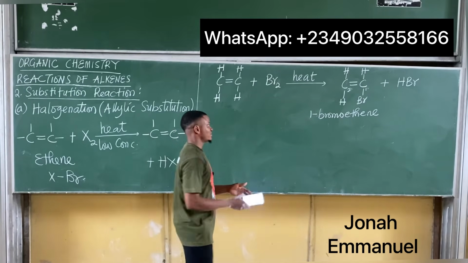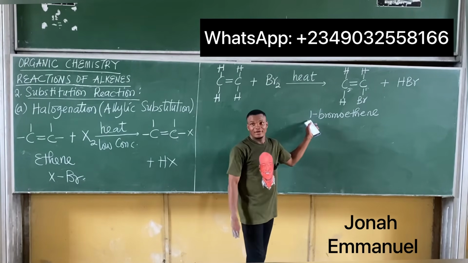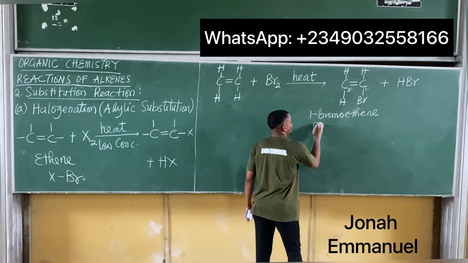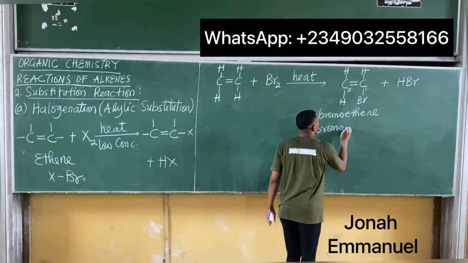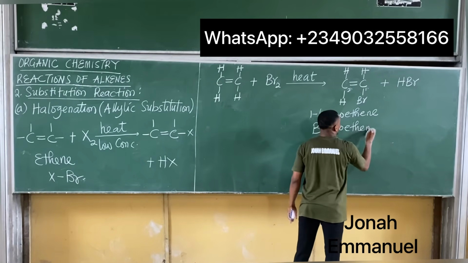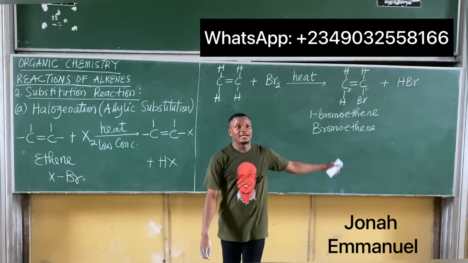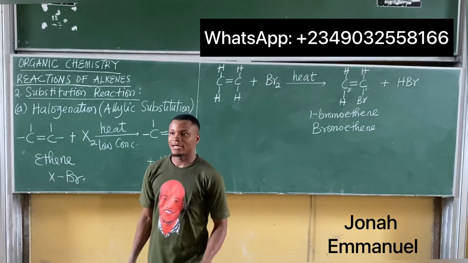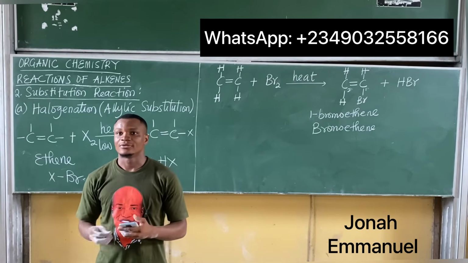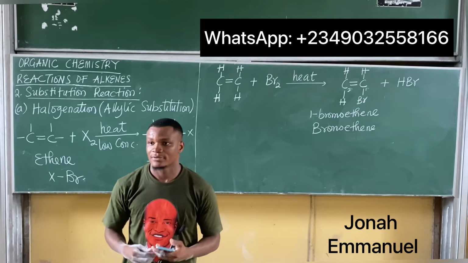Or bromo at 1, yes. Because there can be no 2-bromo. Bromo at 1, because there can be no 2-bromo. And then hydrogen bromide. That's it. That's your equation.